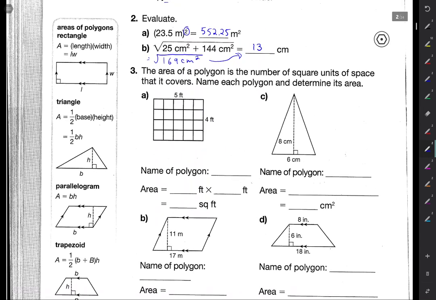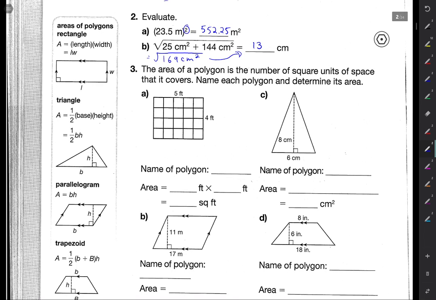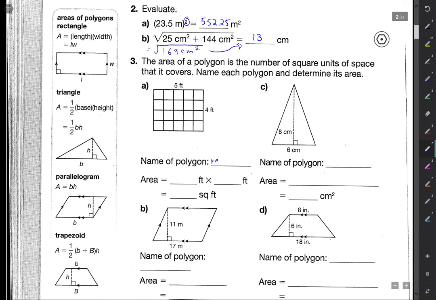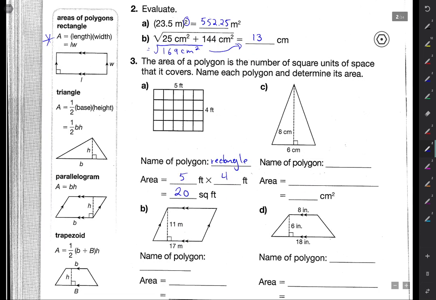So here's a few shapes that we can find the area of. Let's start off with the first one here, A. So A here would be a rectangle. And to find the area of a rectangle, all we have to do is length times width, as you can see on the side here. So we're going to do 5 times 4, or in other words, that would be 20 feet squared, or 20 square feet.